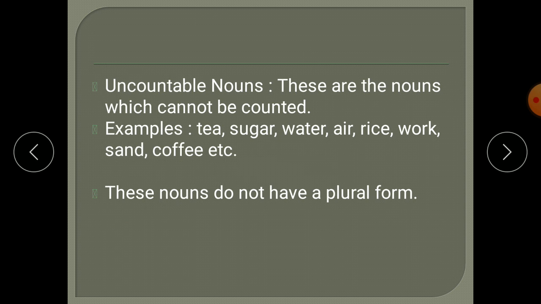Next are the uncountable nouns. Uncountable nouns are the nouns which cannot be counted, like tea, sugar, water, air, rice, work, sand, coffee, etc. We cannot count all these nouns. Children, remember, the uncountable nouns do not have a plural form. We never say tea, teas. Tea remains the same. We do not have a plural form of uncountable nouns.